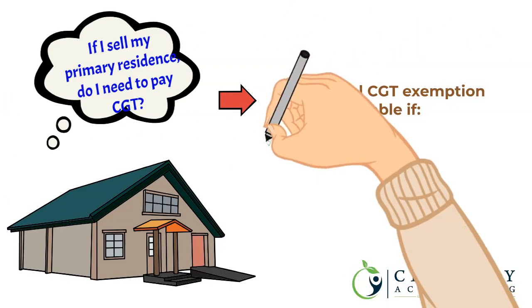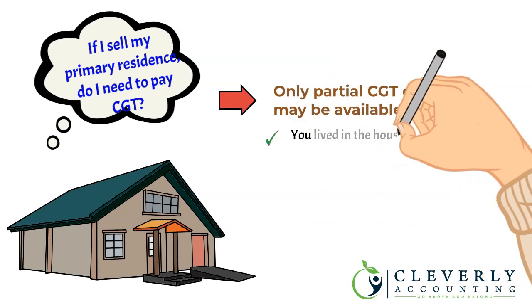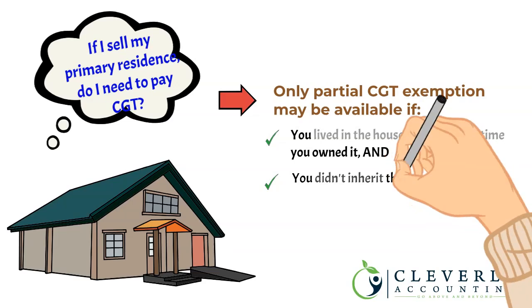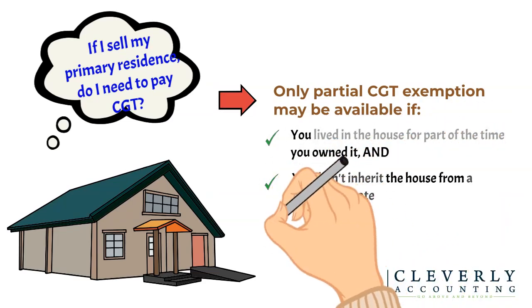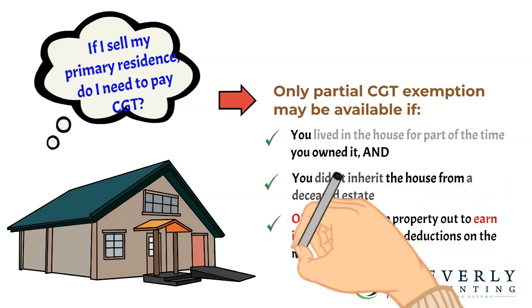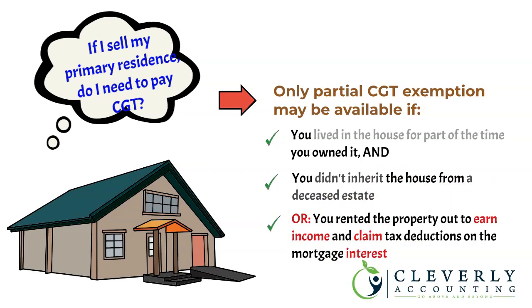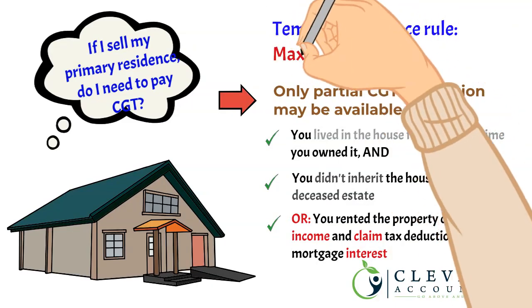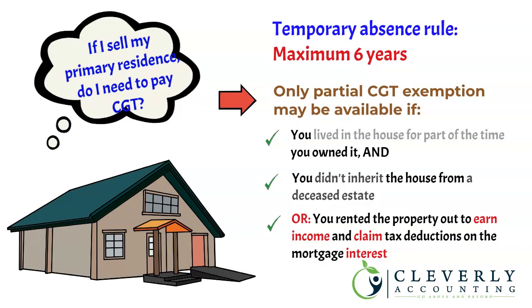Only a partial main residence exemption may be available if you only lived in a dwelling for part of the time that you owned it, and you didn't inherit it from a deceased estate. Or, if you rented the property out to earn income and claimed tax deductions on the mortgage interest. However, under the temporary absence rule, you can rent out your home for a maximum of 6 years and still consider it your main residence.